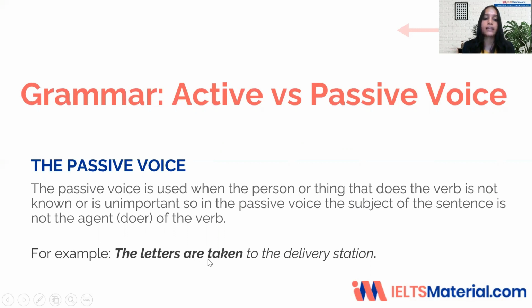For example, the letters are taken to the delivery station. Now here we have not mentioned that someone took the letters to the delivery station, right? Here we are only focusing on the activity, that is the letters being taken to the delivery station. So this is something that we have to incorporate even in our process diagram, wherein we clearly don't know who does a particular action, or maybe it is not relevant. So you can use passive voice in your process diagram wherever it is relevant.